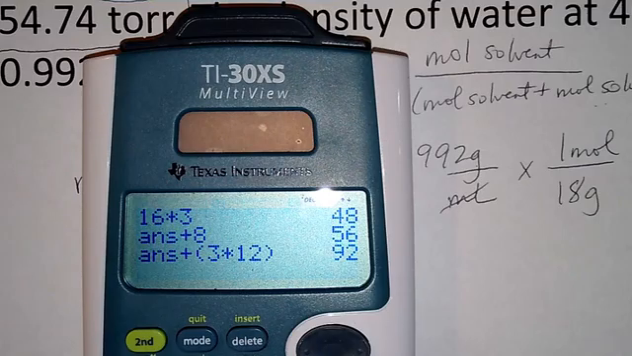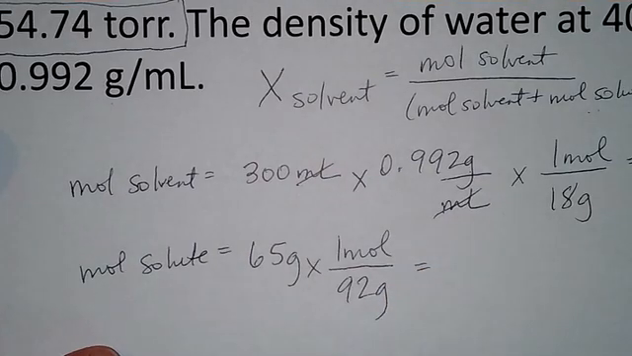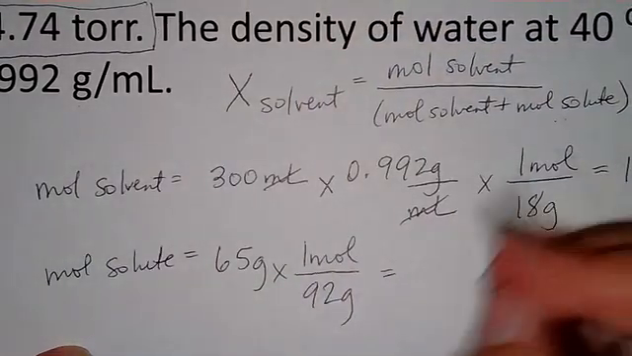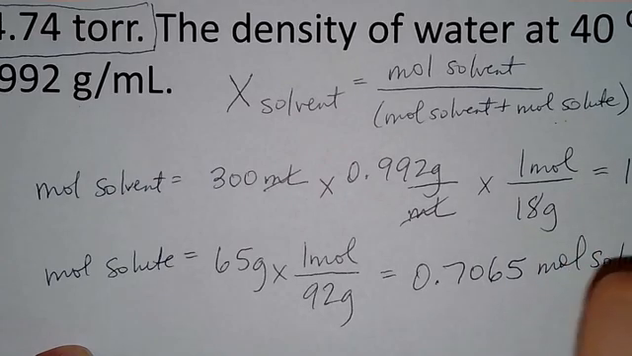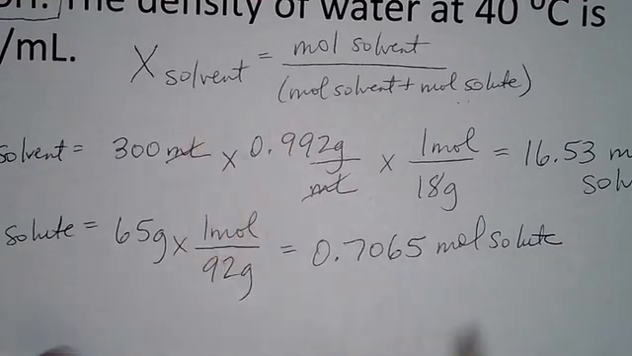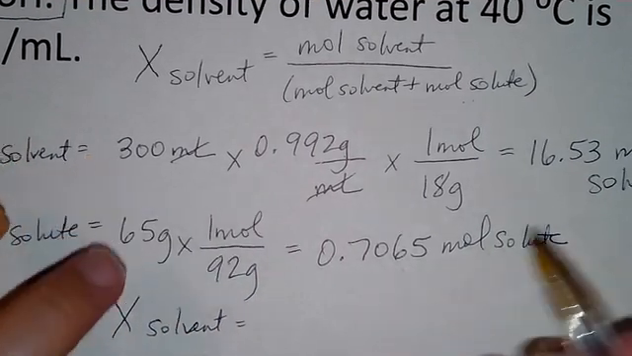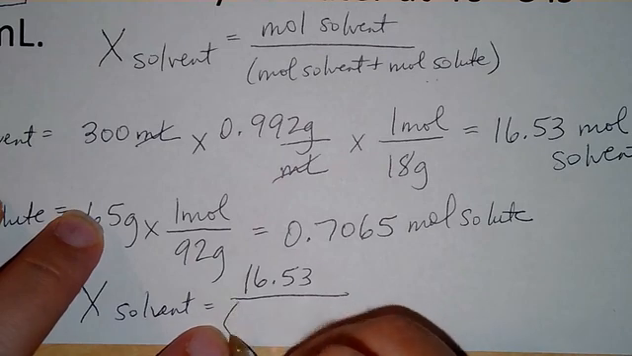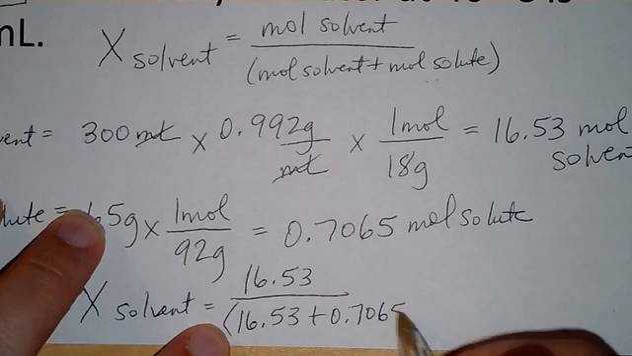So we're going to divide by our molar mass, and we have 65 divided by 92, 0.7065. So this will be our moles of solute. Alright, so now we can plug both these values in to find our mole fraction. Moles of solvent are going to go on top. That's our 16.53. On the bottom, we're going to add 16.53 plus our 0.7065. Alright, to get our mole fraction.